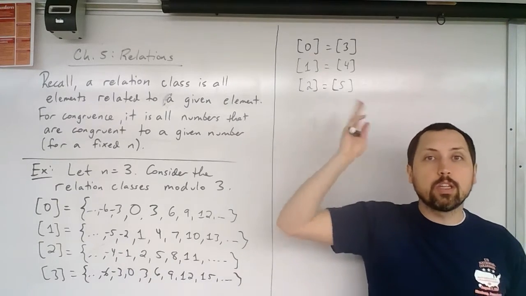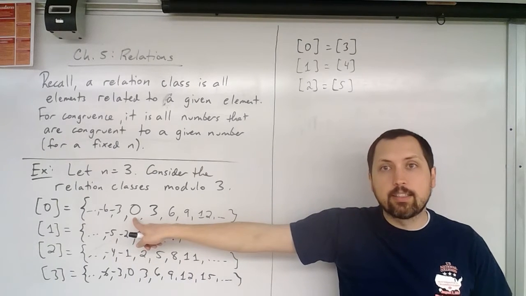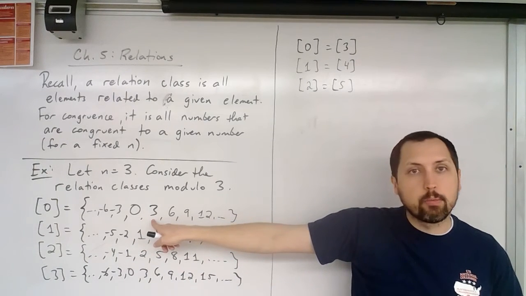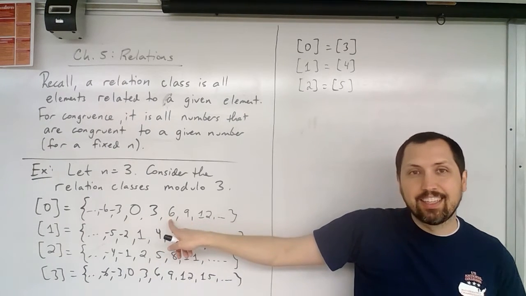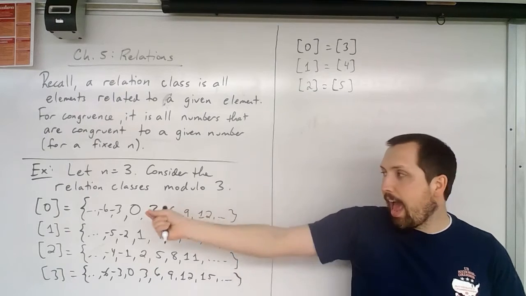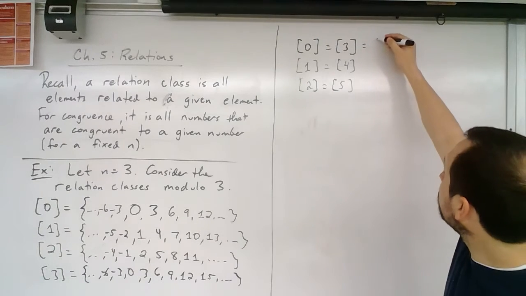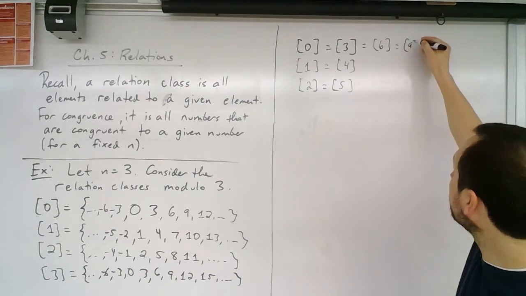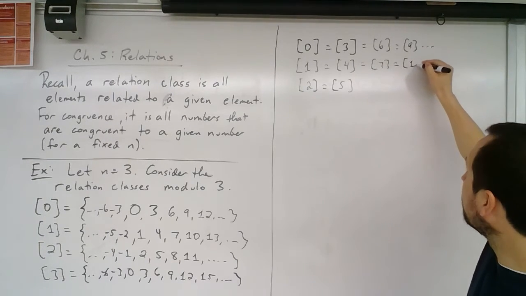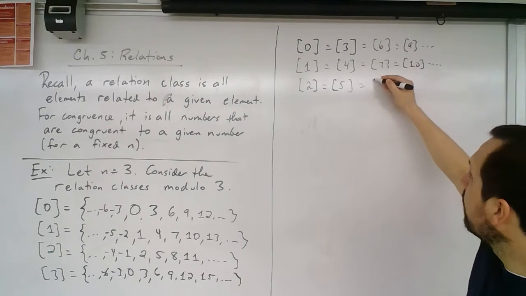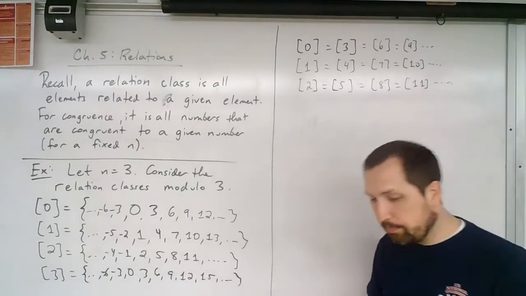We could make a huge list of all of these relation classes, because obviously the relation class of 0 is the same as the relation class of 3 because they form the same set. That also seems to be the same case. The relation class of 6, you'd have 6 in that, and then you'd add and subtract copies of 3, and you would get the same exact set. So this is the same as the relation class of 6, which is the same as the relation class of 9, and so on. And this would be the same as the relation class of 7, which is the same as the relation class of 10, and so on and so forth. And this is the same as the relation class of 8, which is the same as the relation class of 11, and so on and so forth.